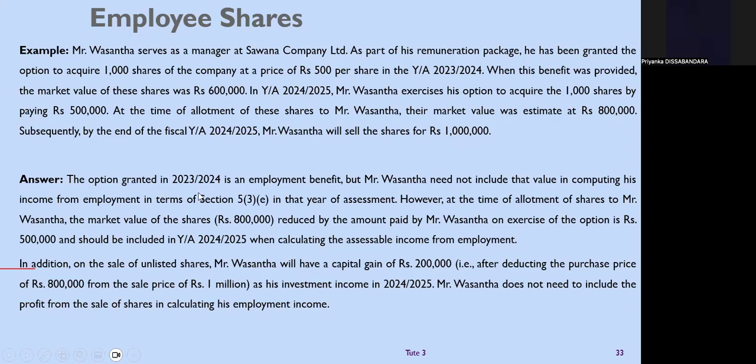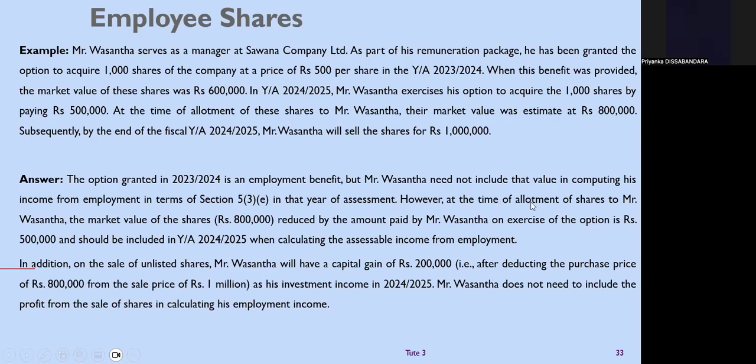The option granted in 23-24 is an employment benefit, but Mr. Vasantha need not include that value in computing his income from employment in terms of section 5(3)(e). That means we do not consider this benefit when they are granting the options, but we have to consider it at the time of allotment. So for the 23-24 year of assessment we do not consider this as a benefit.